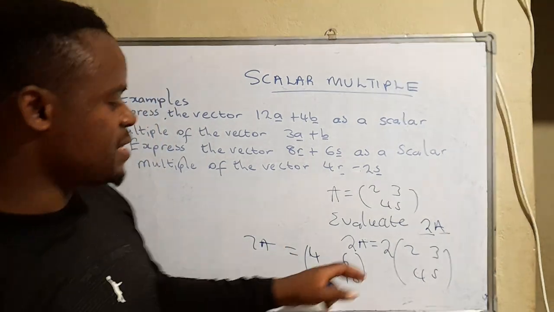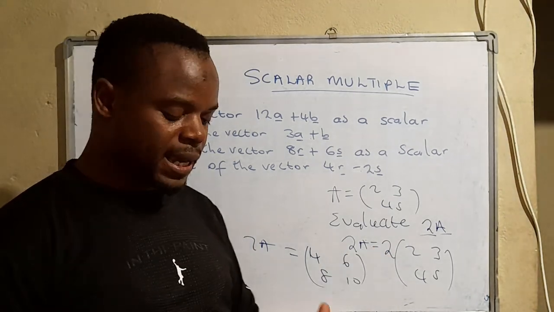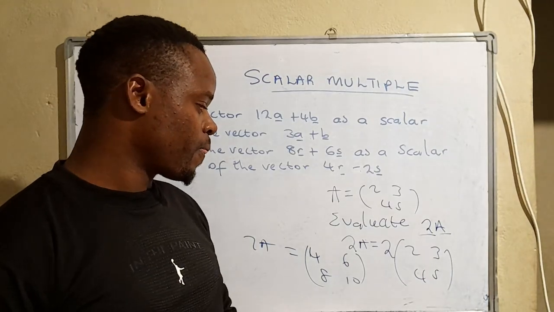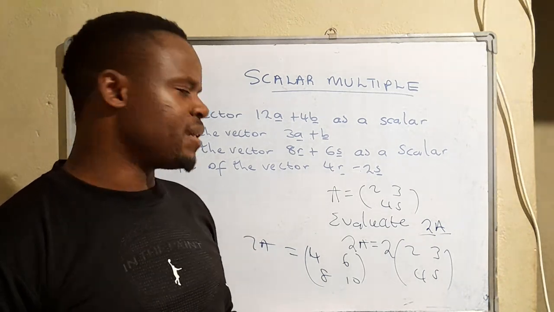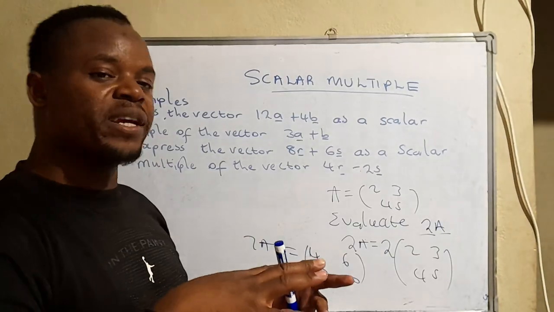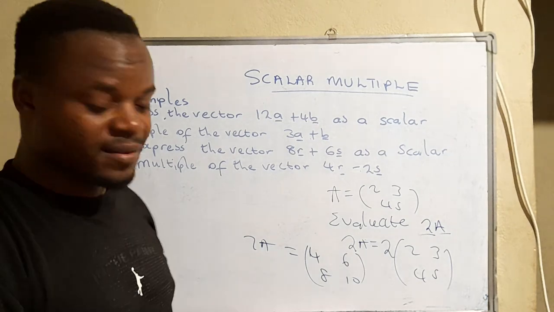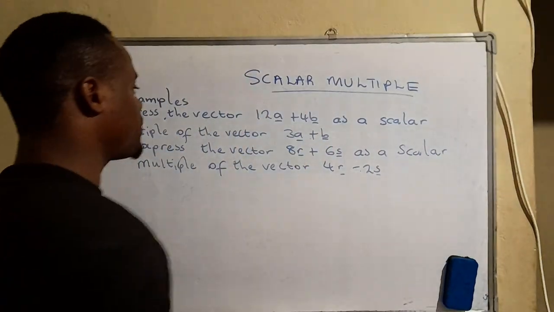Now, what then is this number on the outside, the one that we have multiplied all the elements of matrix A by? This one is what we call the scalar. It's simply a number that you multiply by those. So now, how do you express one vector as a scalar multiple of the other? Let me show you how we do that.